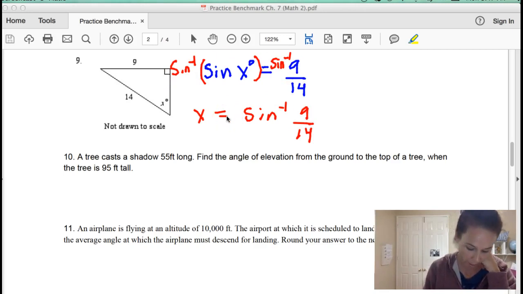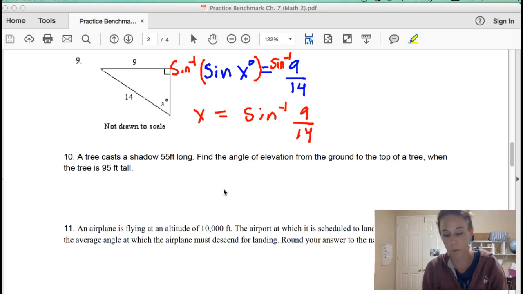Now this you need a calculator for. So you're going to do 9 divided by 14, which is approximately 0.64. And then you're going to go second sine on your calculator and find the inverse sine. So the second button will change it to the inverse. And you can also do that on a phone calculator.